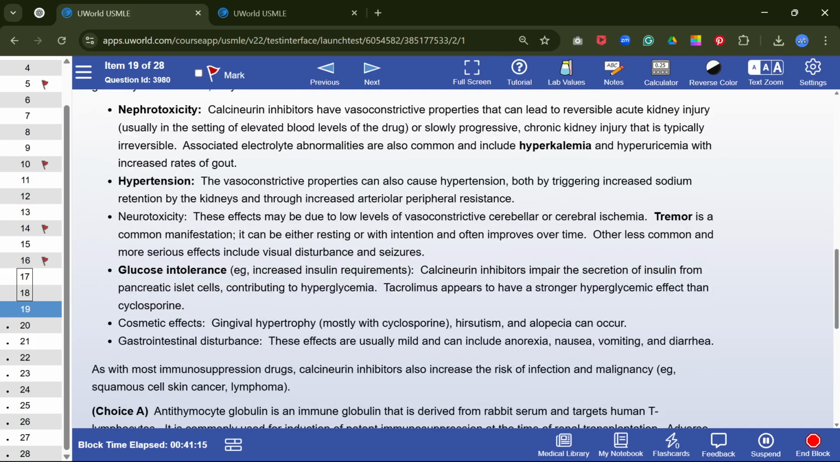Hypertension: the vasoconstrictive properties can also cause hypertension, both by increasing sodium retention by the kidneys and through increased arteriolar peripheral resistance. Neurotoxicity: these effects may be due to vasoconstrictive cerebellar ischemia. Tremor is a common manifestation. It can be either resting or with intention, and improves over time. Other less common or more serious effects include visual disturbance and seizures.